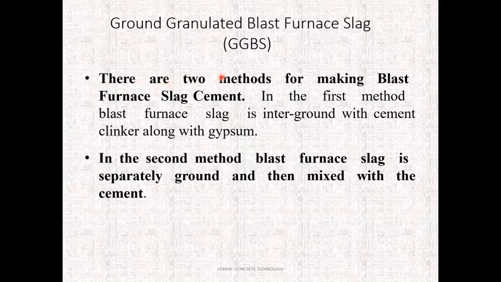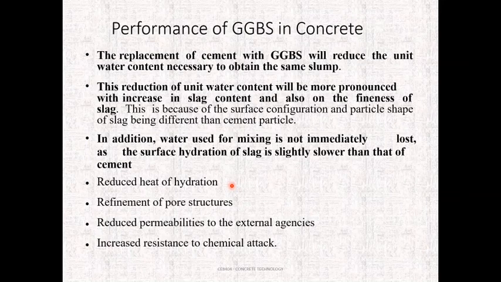There are two methods of making GGBS blended cement. First, the slag is interground with the cement clinker along with the gypsum. The second is that the blast furnace slag can be added separately during the mixing of the concrete.